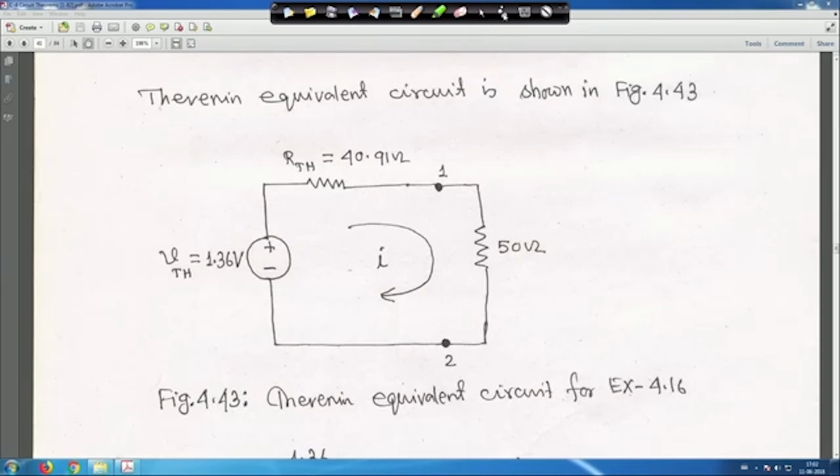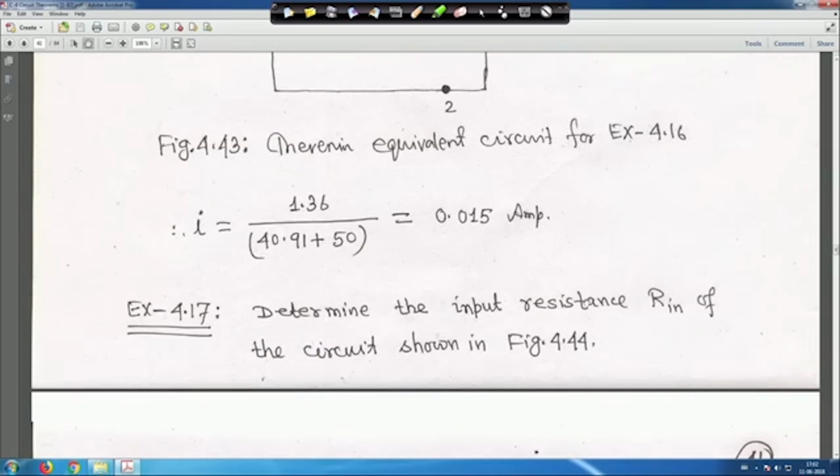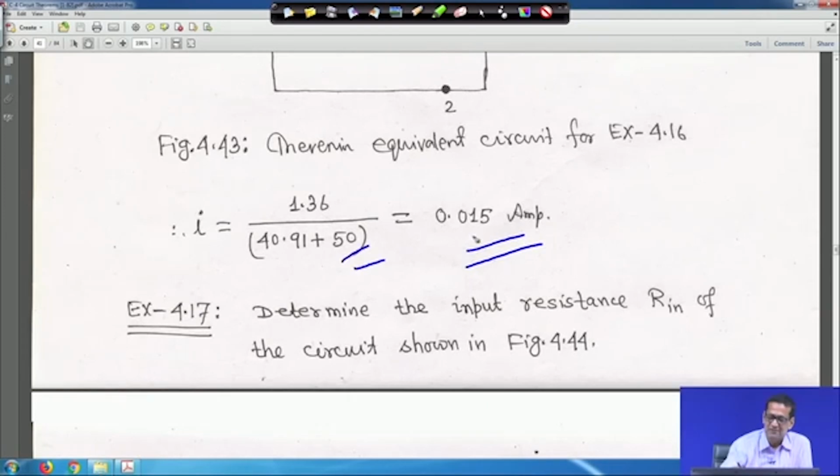With that you will get I is equal to 0.01 ampere. So, it is easy, Thevenin's theorem: rather than solving the full circuit, only obtain V Thevenin and R Thevenin and then connect that resistance across it, and you will get the current flowing through the resistance, so through the 50 ohm resistance. So, this is the current flowing. Thank you very much. We will be back again.